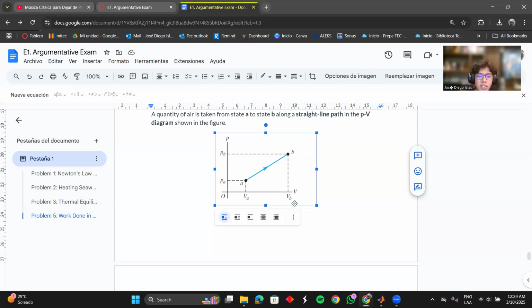So let's analyze a bit more. Like I said, we know that the gas is expanding because the volume passes from a smaller value to a bigger value, and also the pressure. So yeah, it's expanding.